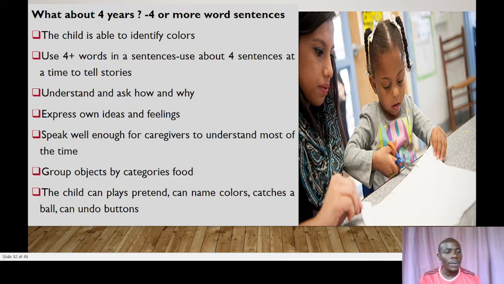They may also express their own ideas and feelings. They speak well enough for caregivers to understand most of the time, and they group objects by categories. Like they could know types of food, types of vehicles: tea, chocolate, ugali, sambusa, several. This child can play pretend, can name colors, can catch a ball, and can undo buttons at this age.